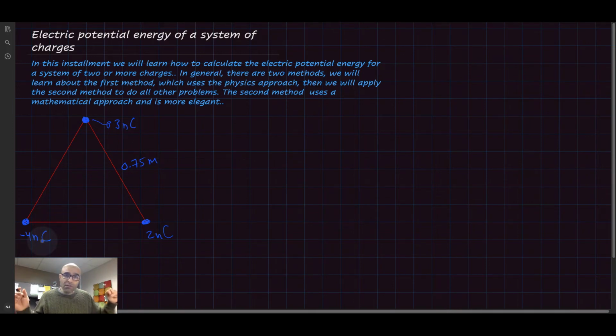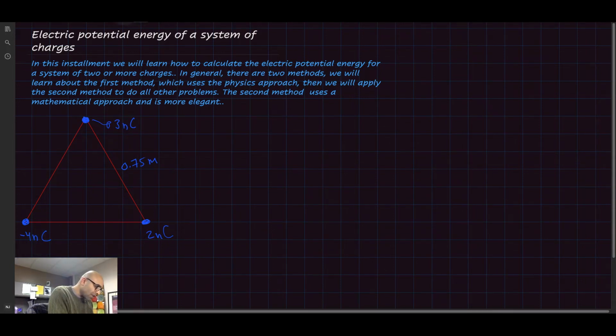So let's just do the physics one first, and we will do it only once because it is really important to learn the physics concept behind it. Then once we understand it, all other problems will be solved just using the mathematical tool we will learn later. Okay? So, how do we go about doing this one?